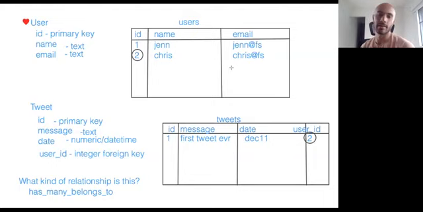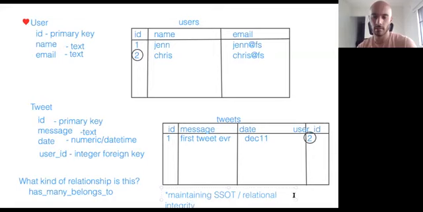But again, important concepts to remember here are single source of truth. This is really kind of what's happening here. Maintaining single source of truth, and relational integrity. Right. If we delete Chris's account, Chris's tweets should disappear as well. Single source of truth, relational integrity.